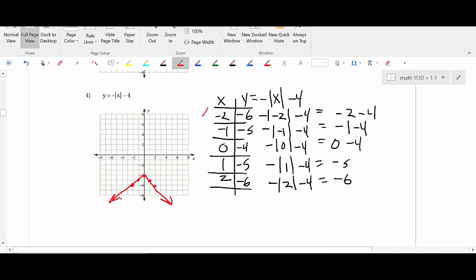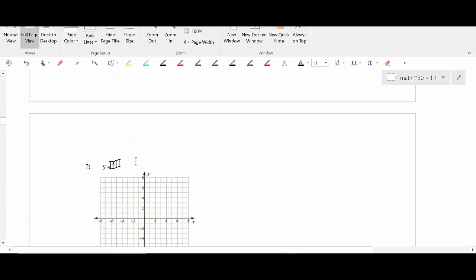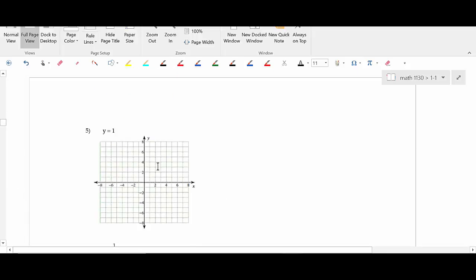That minus reflected, that V shape upside down. That's kind of what we end up learning here in a few weeks once we look at functions. And you may have that background from high school, depends on you, okay? Okay, let's move to this next one.